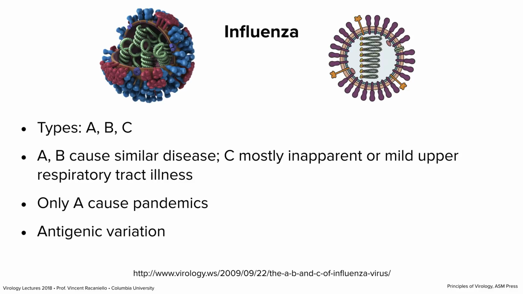And A is unique because it causes pandemics. A pandemic is an epidemic that involves the entire planet. And a hallmark of these viruses is antigenic variation. It evades the vaccines from year to year, and that necessitates reformulating the vaccine almost every year. And then every 20 or 30 years, there's a major change in the antigenic structure of the virus, and that causes a pandemic because no one has any immunity to that.